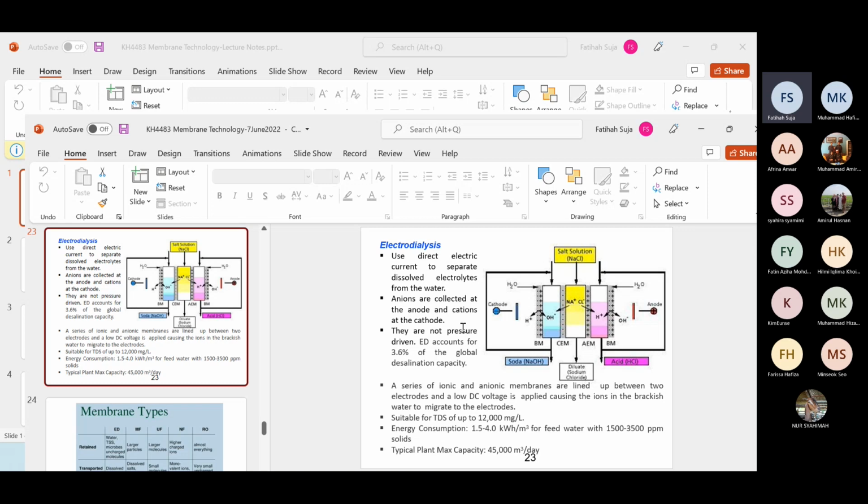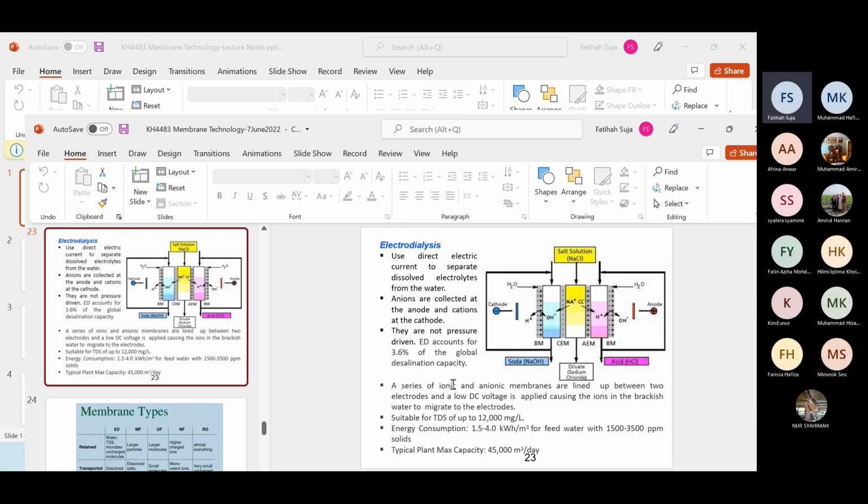Since they separate anions and cations, you need to know that electrodialysis exists, where they separate using electric current. A series of cationic and anionic membranes are lined up between two electrodes and a low DC voltage is applied, causing the ions in the brackish water to migrate to the electrodes.